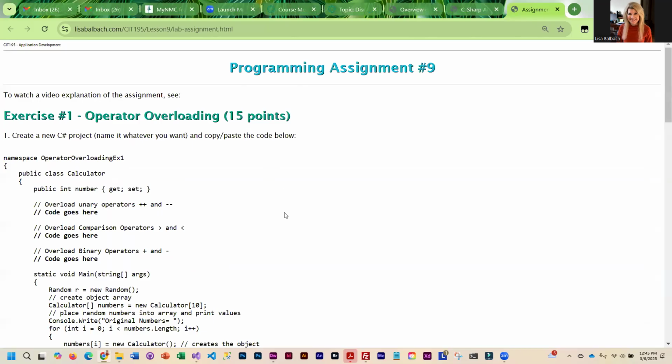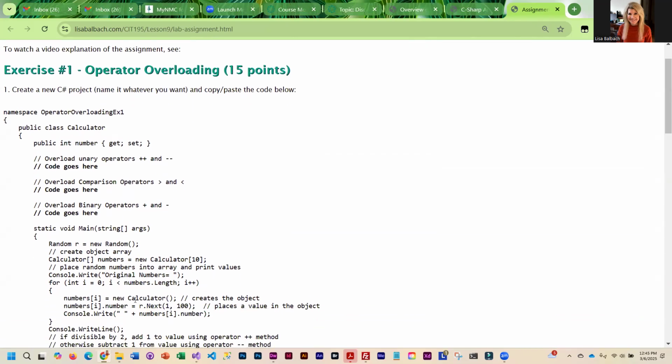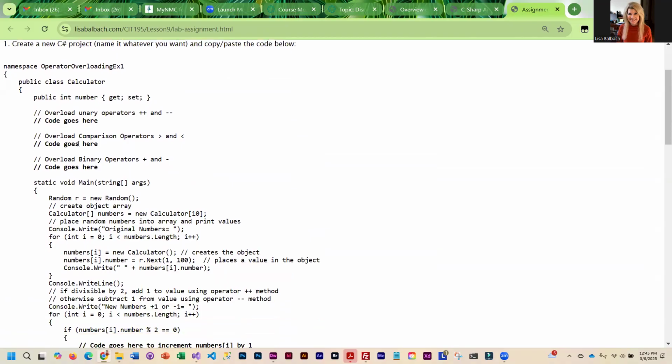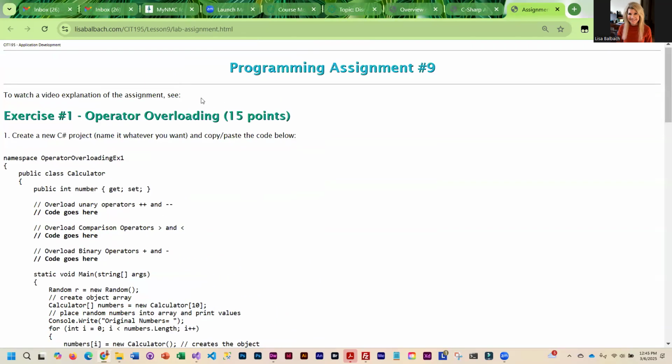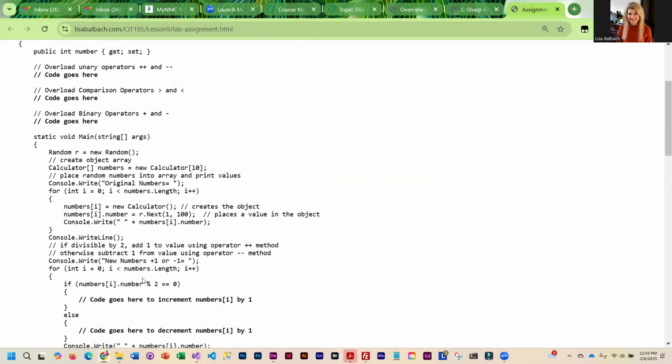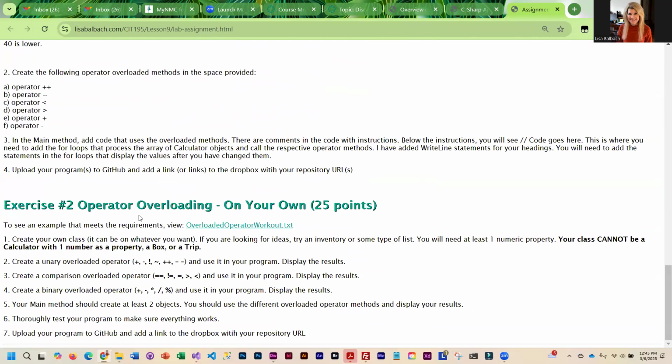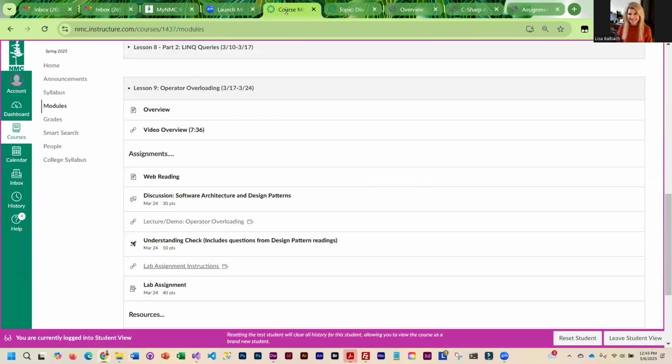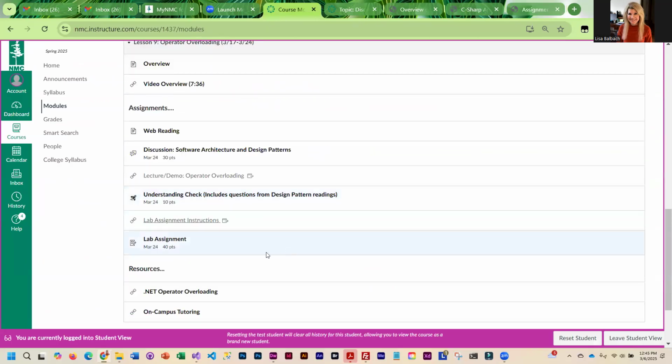For the lab assignment, like I said, you only have two exercises. The first one, I'm giving you the majority of the code, and you really only have to add the overloaded methods and the code that uses the methods. You will see a link to instructions. And in the instructions, I actually go through and do a couple of these for you so you know what you're supposed to do. Then down here, you're going to do your own overloaded program. And these are your requirements. And I did provide an example of one that I did that meets those requirements. And so that is the assignment.